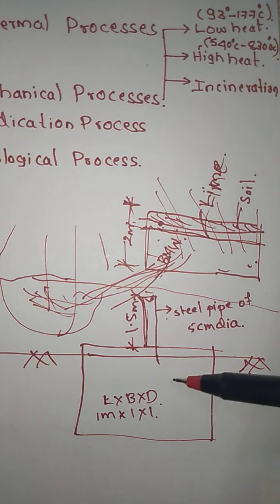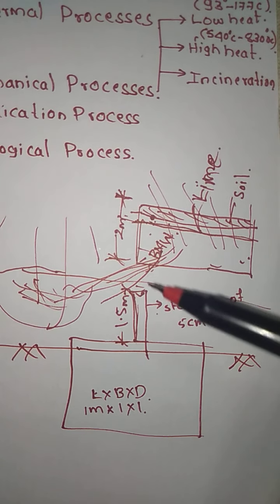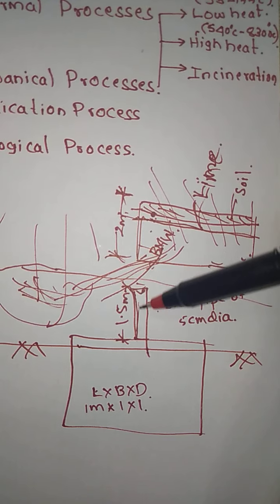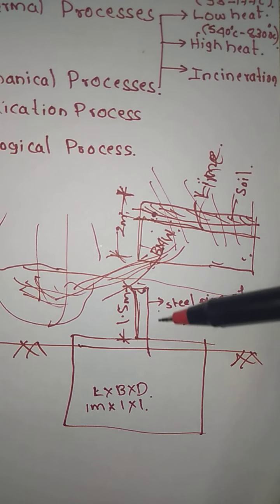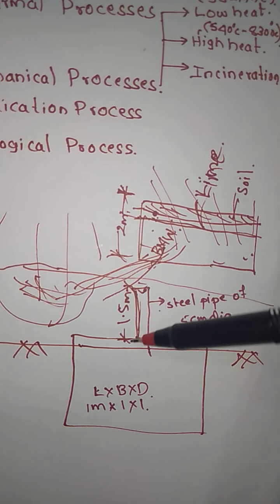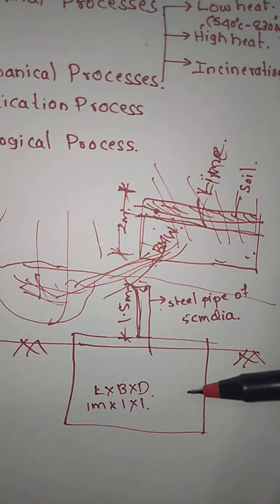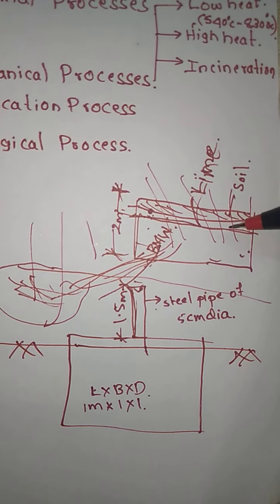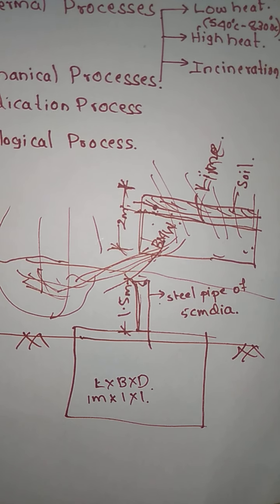And when the pit gets filled, this pipe should be filled with cement, so that there is no further addition of sharps to this pit. So this is how we dispose of both the sharps as well as the human anatomical waste.